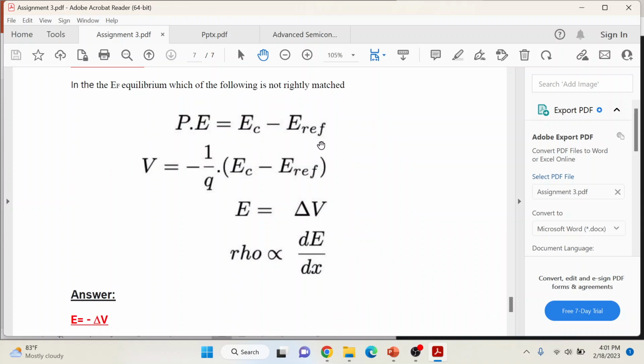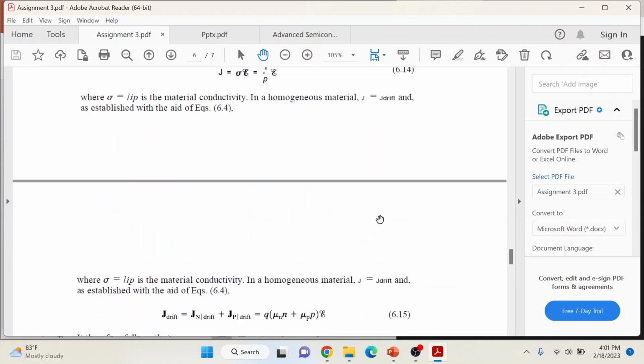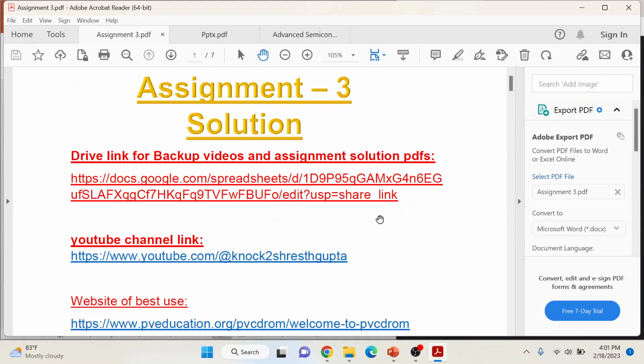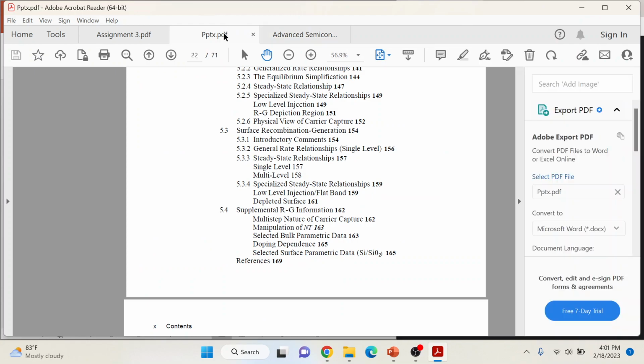For the potential energy, V is equal to minus 1 over q, Ec minus E reference. E is the negative of delta V, and rho is proportional to the derivative of dE over dx. These formulas you need to remember. There could be questions related to it if you are taking the exam in the certification courses. So today we wrap up the class here.